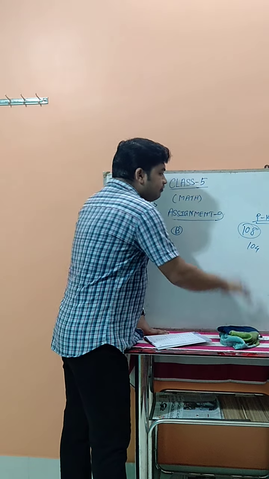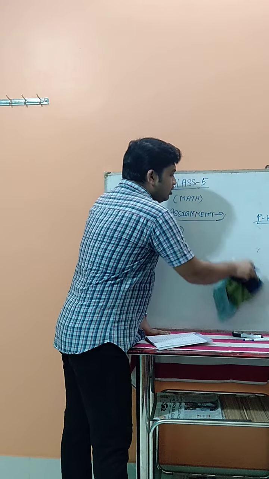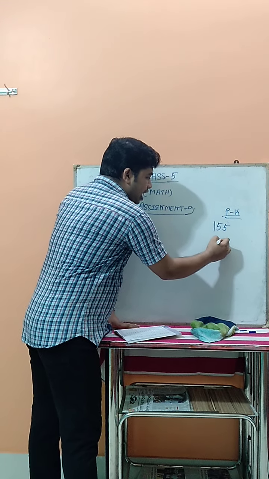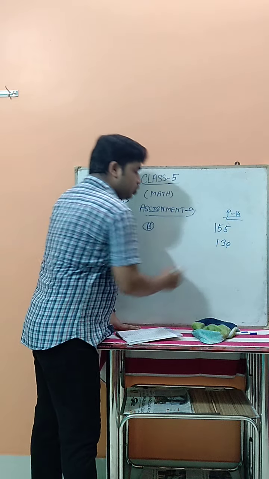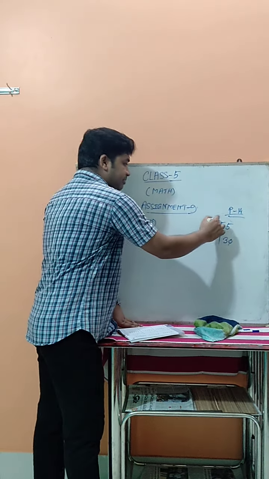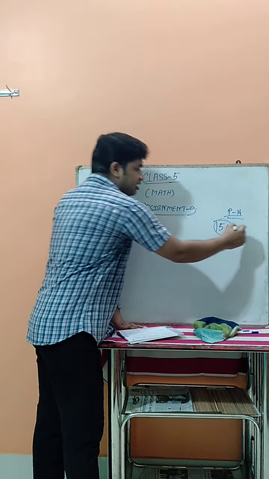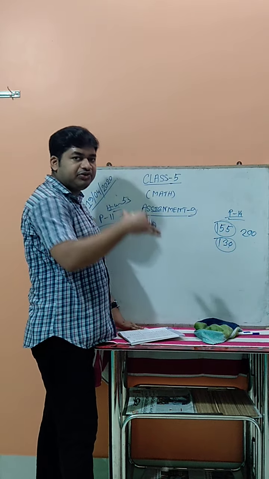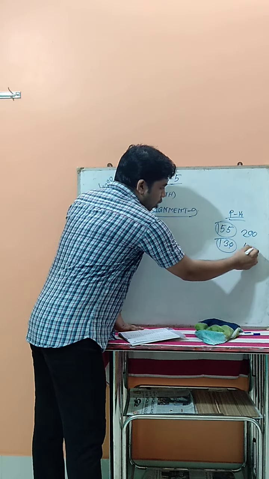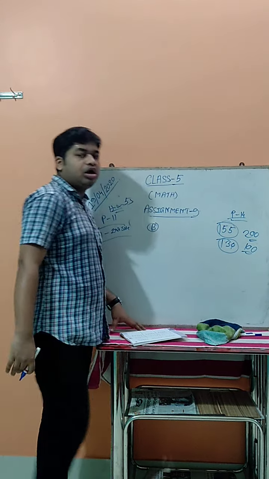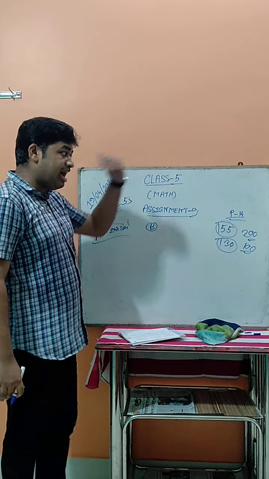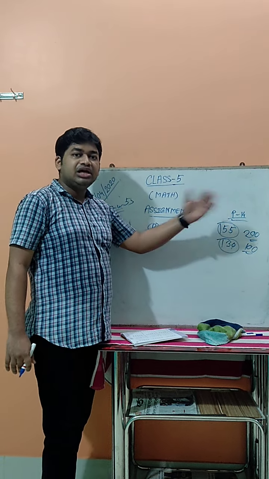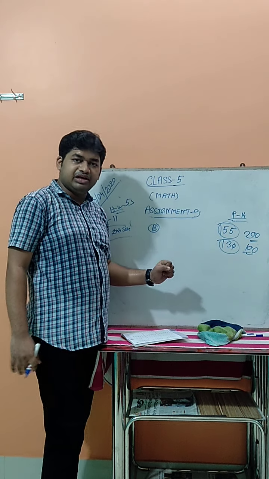But if it is below 50, like 155 is given and one is given 130. So which one do you have to make 100? 155 is above 50, so it is converted into 200. 130 is below 50, so it is converted into 100. This way you have to round to 100. It means if it's 50 or above 50, you have to take the next digit. If it's below 50, you have to take the previous digit.